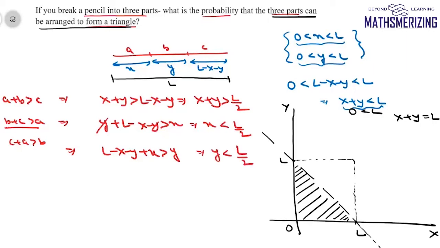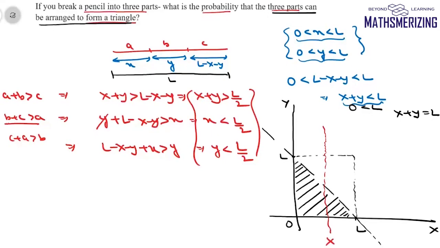So the condition that these 3 parts can be arranged to form a triangle is: X plus Y should be greater than L by 2, X should be less than L by 2, and Y should be less than L by 2. So I'll mark this region. I'll take X as L by 2, and then I'll also have Y equals L by 2. Here X should be less than L by 2 and Y should also be less than L by 2. So we have this square.